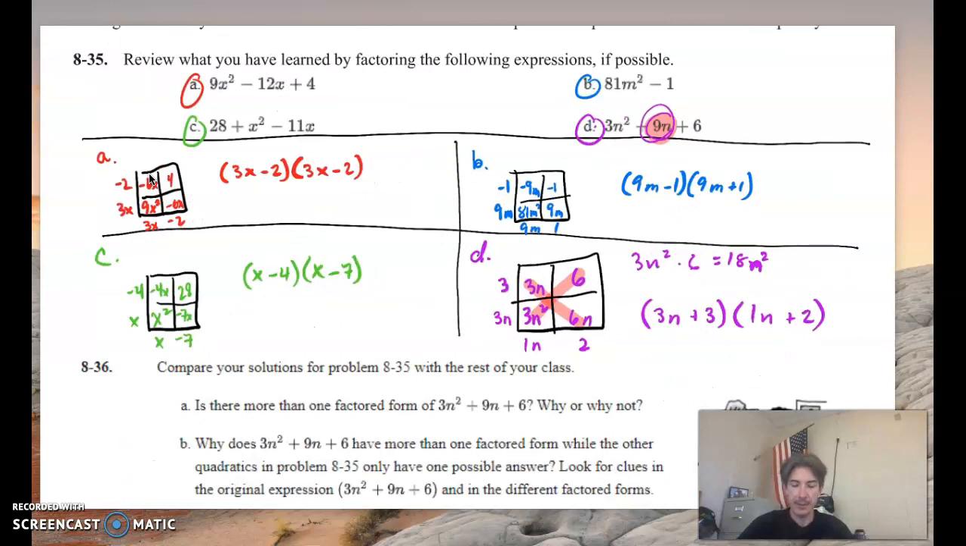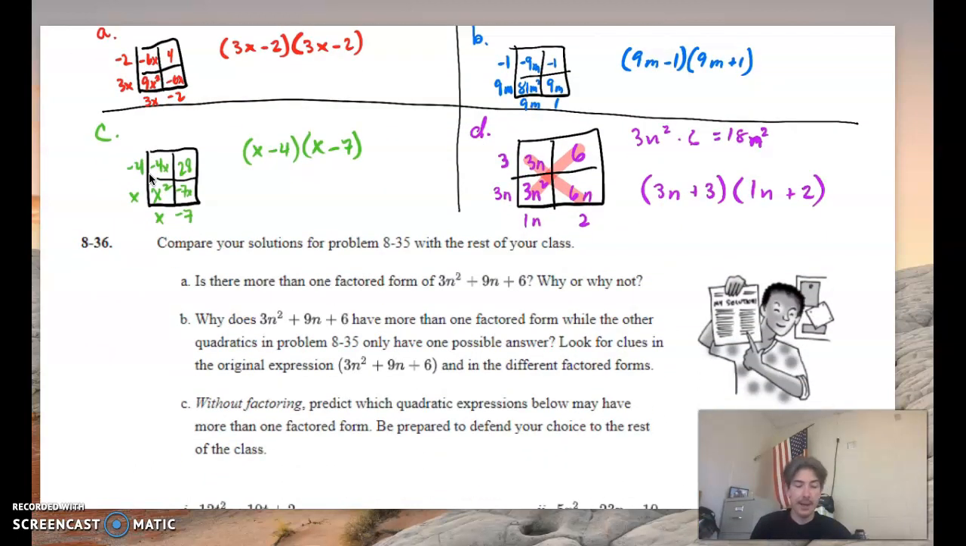With some complete factorings there. Like I said, if some of that is still a struggle for you, don't be afraid to ask some questions about it. Okay. Number 36 leads us to try to answer this question about factoring completely. It says, is there more than one factored form of what we did here in letter D? Why or why not? And the answer for this is yes, there is.